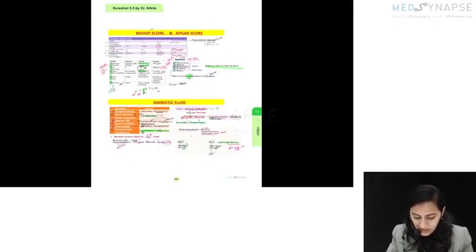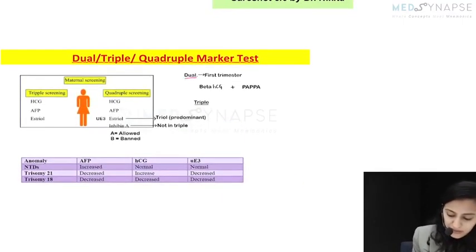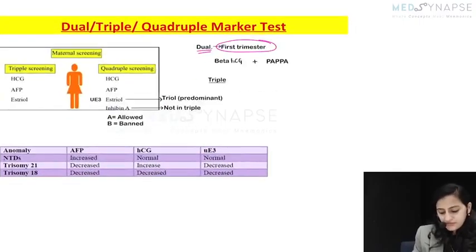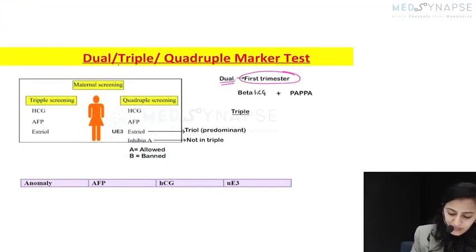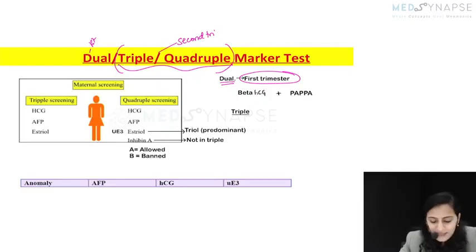Right, so that is about amniotic fluid. Going to dual, triple, quadruple marker test. When do you do the dual? First trimester. When do you do the triple and the quadruple? Both of them in second trimester. थर्ड ट्राइमेस्टर में कोई मार्कर करके कोई सेंस नहीं है, राइट? It is first and second. So you start with dual, triple and quadruple is second.